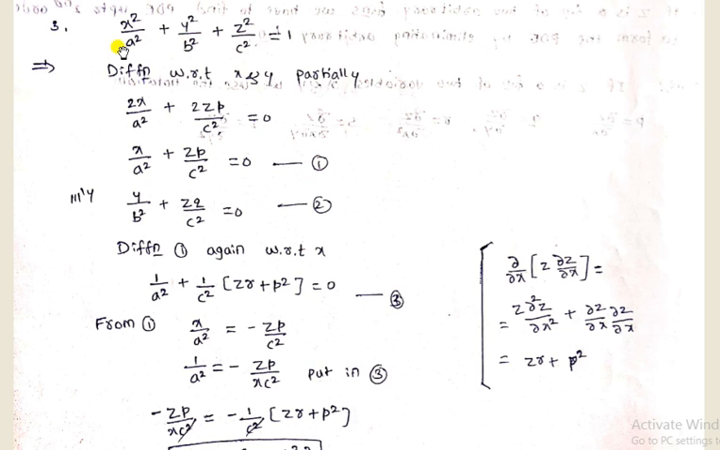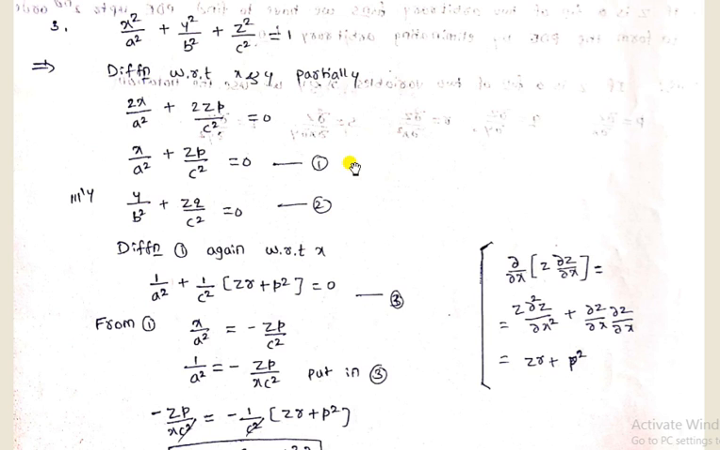Similarly, differentiate the given equation with respect to y partially. So y square by b square becomes 2y by b square, and differentiation of z square is 2z, and differentiation of z with respect to y is dou z by dou y. So dou z by dou y is denoted as q, so z into q. So after dividing by 2, we'll get y by b square plus z into q divided by c square, which is equal to 0.